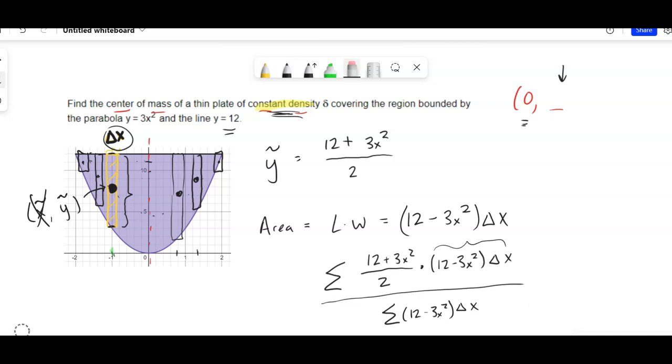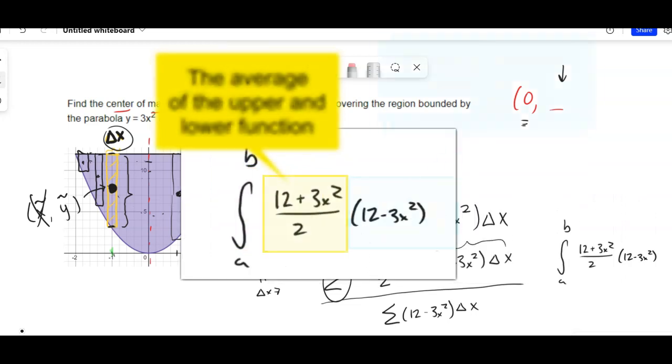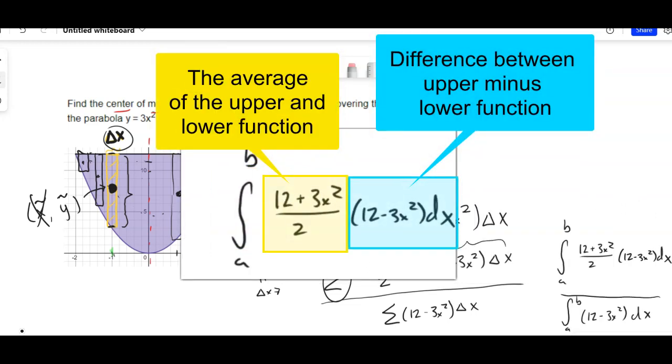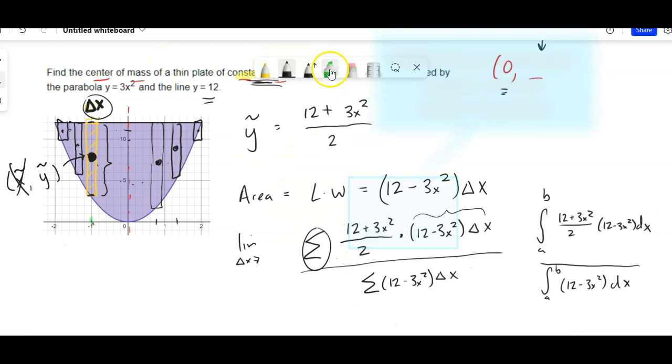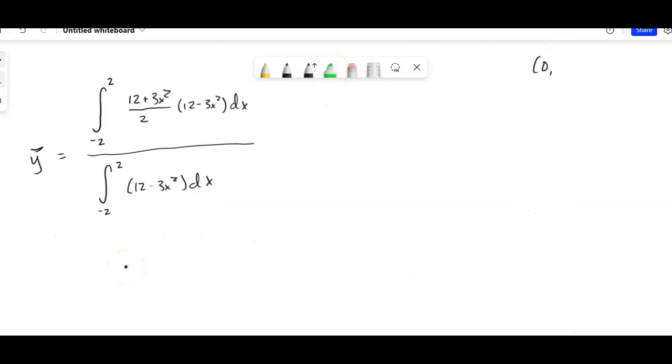Now, when we take a limit as delta x goes to 0, this becomes an integral, right? And then this becomes our functions. These just become the 12 plus 3x squared over 2, the 12 minus 3x squared, and then the delta x becomes dx. So there's what we have to set up and solve to be able to do this. And then use Desmos or some graphing technology to help you find a and b. A and b here are the 2 and the negative 2. All right, so again, we know that x is going to be 0. The center of mass for y is what we're finding here.